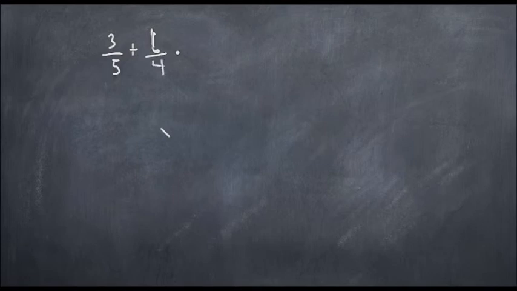3/5 plus 1/4. Alright, you've got that. Now, we know, don't add the numerators yet because these are different. These two here, the denominators, are different. So don't add the numerator.